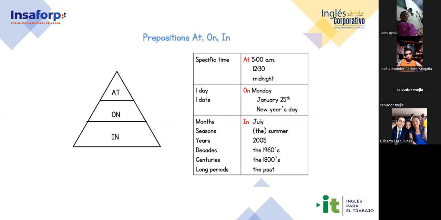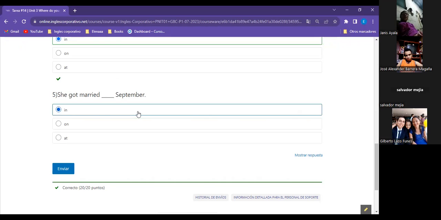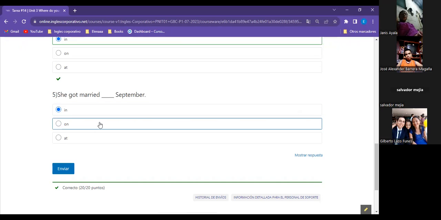Vamos a ver, ¿dónde está? Ah, ok. Cuando vemos la pirámide, decimos que es meses, sin fecha, ¿verdad? Y acá dice... that's all right. In September, so yes, it's in. Déjenme enviar esta corrección. That's all right. Vale, pero hagamos algo. Pónganla así para que les calcule los 20 puntos de este ejercicio.